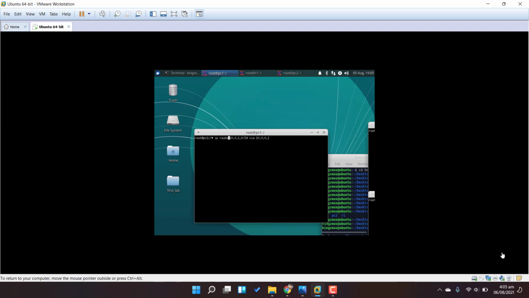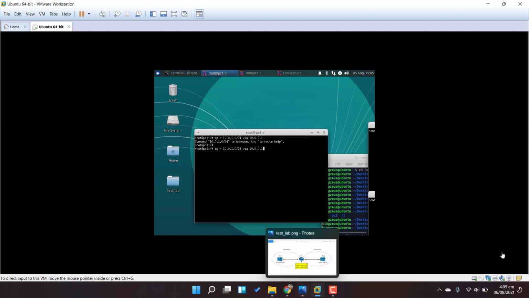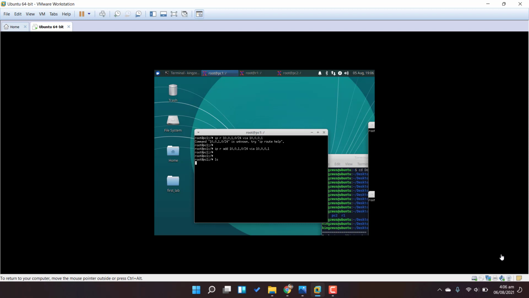ip route, and the short form is r. So ip route add this via this domain. It says that command is unknown, which I think is understandable. ip r add this. Perfect. And now if we do ip r, it's going to tell us two things, and these are these two pieces of information.